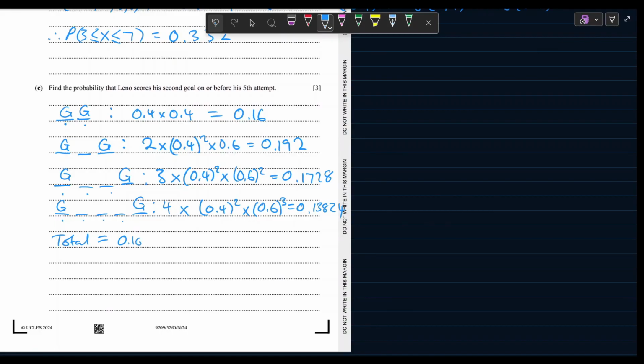Let's add up all of these scenarios to get the total probability. That's 0.16 plus 0.192 plus 0.1728 plus 0.13824. And this gives us 0.663, correct to 3 significant figures, and that's our final answer.